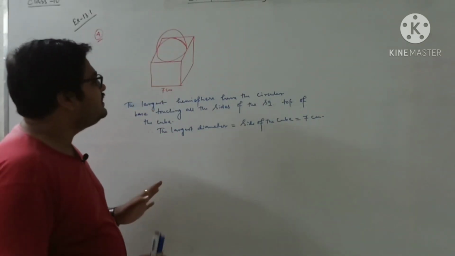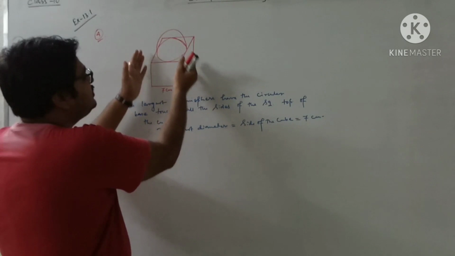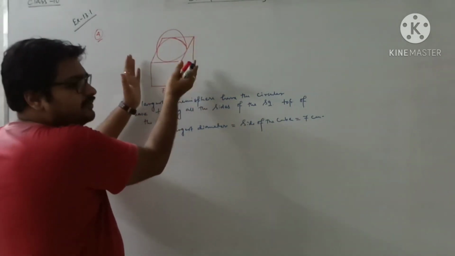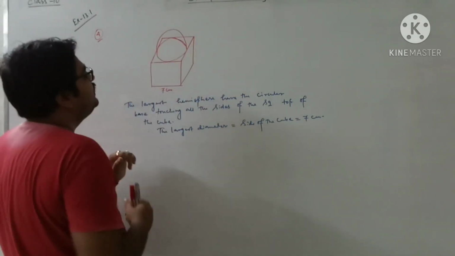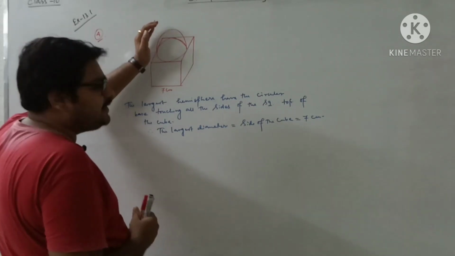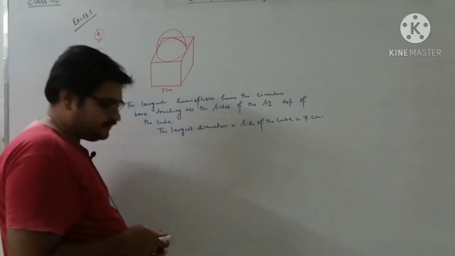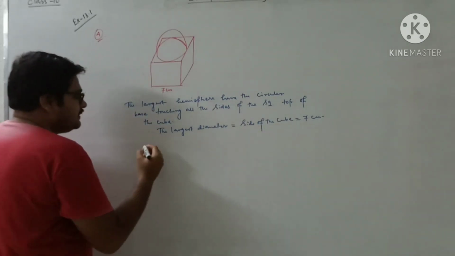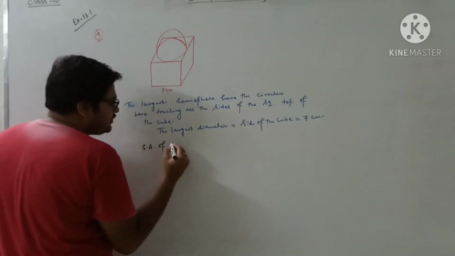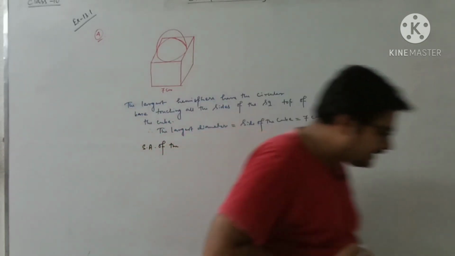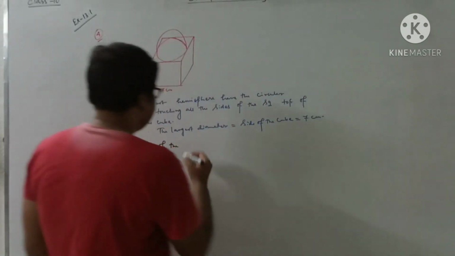So to find out the total surface area, you have to find the surface area of all 5 faces of the cube, the curved surface area of the hemisphere, and the corner portions' area. So how to find out the surface area of the solid?